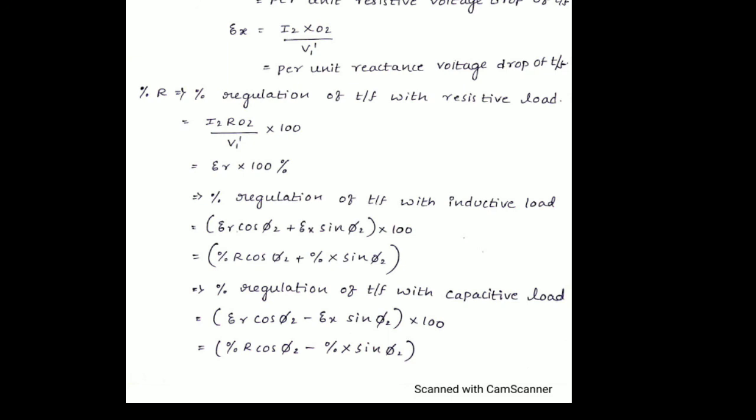Now the regulation of the transformer with inductive load is equal to zeta R cos phi 2 plus zeta X sin phi 2, that is percentage R cos phi 2 plus percentage X sin phi 2. Similarly the regulation of the transformer with capacitive load is zeta R cos phi 2 minus zeta X sin phi 2. So this is about the regulation of the transformer with three different loads, that is resistive load, inductive load and capacitive load.